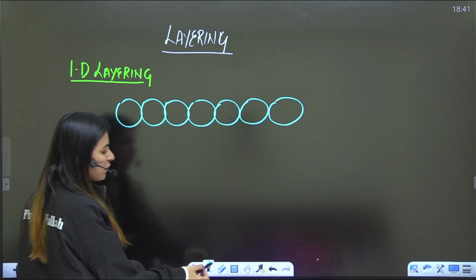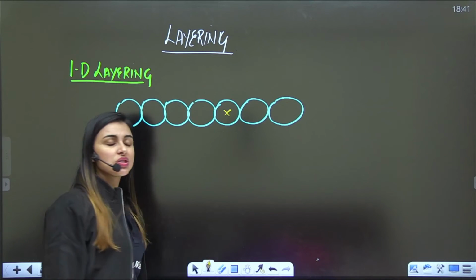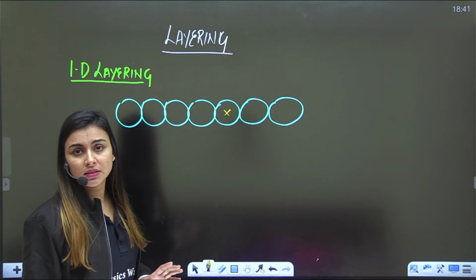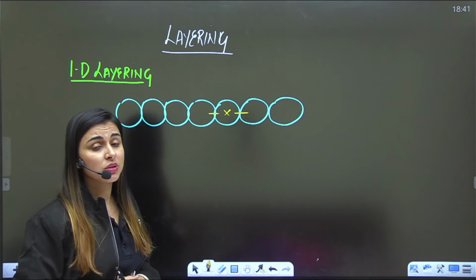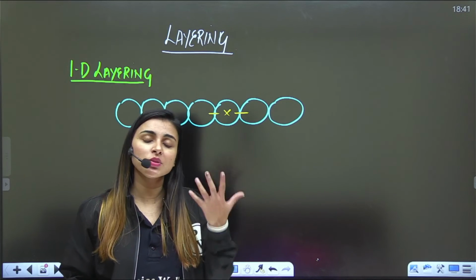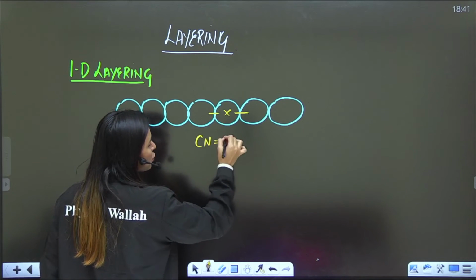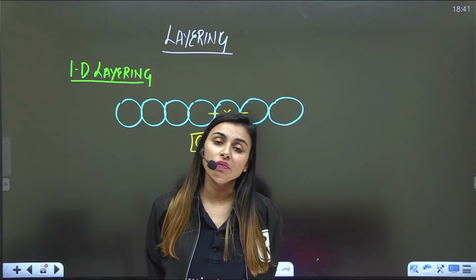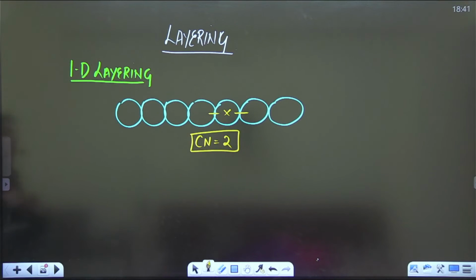So if you have to find out the coordination number of one atom, you'll always take an atom which has the same atmosphere. This atom has the same symmetry, and it is directly connected to two different atoms. What is coordination number? The nearest neighbors which are directly in contact. So only two. So we'll say the coordination number is 2. So in one dimension, the coordination number of an atom is always 2. I hope you're clear with this. You can write it down.